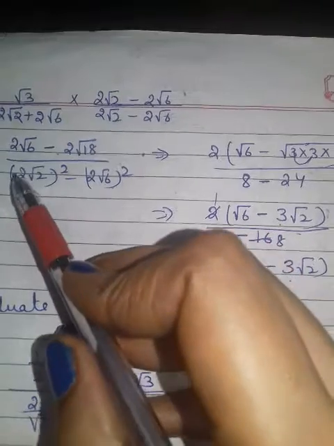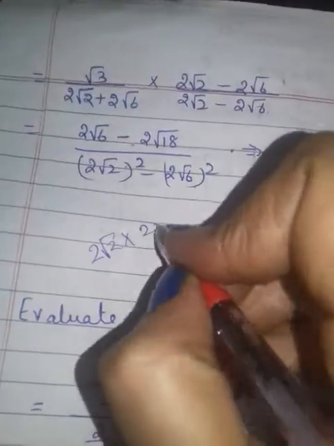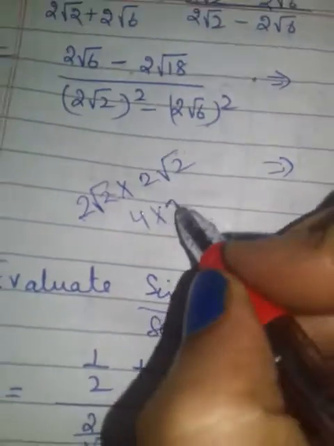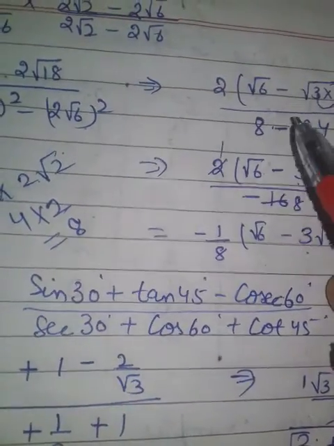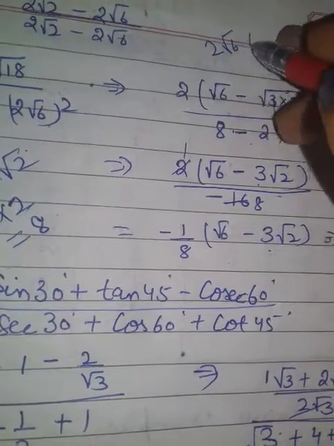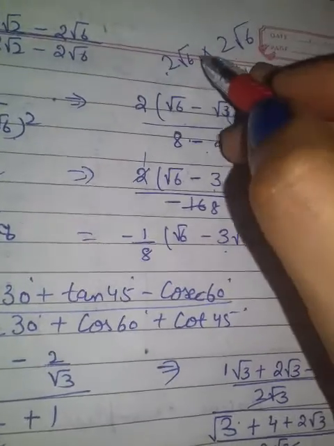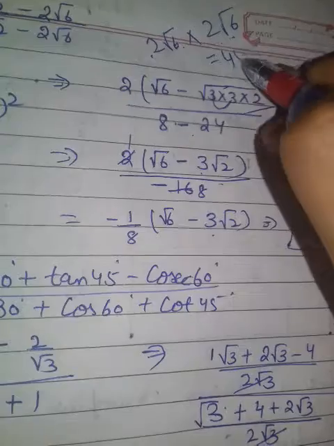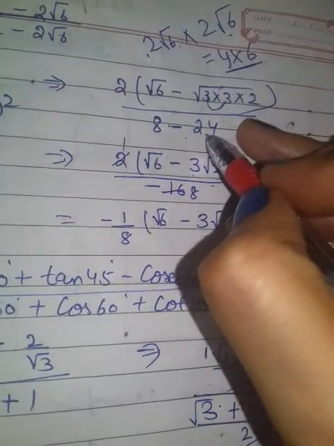And here, you know that (2 root 2) square means 2 root 2, you write 2 times. So, 2 twos are 4, root 2 into root 2 is 2. So, what is the answer here? 8. So, I have written 8 minus (2 root 6) whole square. 2 root 6 means 2 root 6 two times. 2 into 2 is 4. Root 6 into root 6: if the same term with the same root is multiplied, then you get 24.